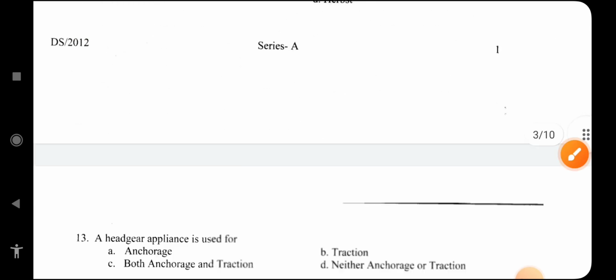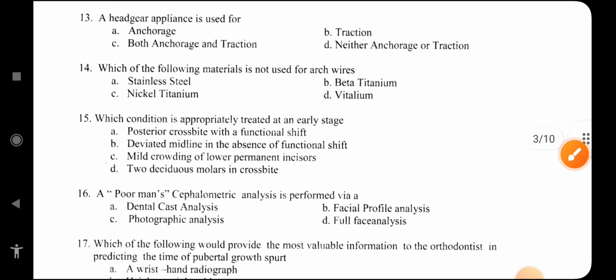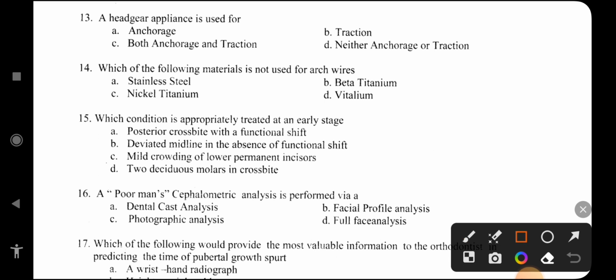Okay. Next question is a headgear appliance is used for? Options are anchorage, traction, both anchorage and traction, or neither anchorage nor traction. And the correct answer is anchorage. Headgear appliance is used for anchorage.